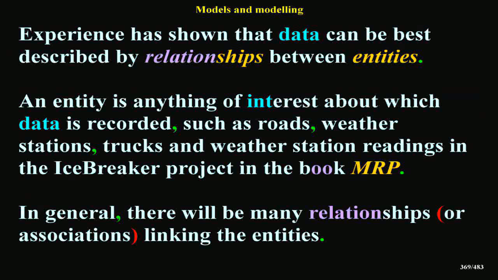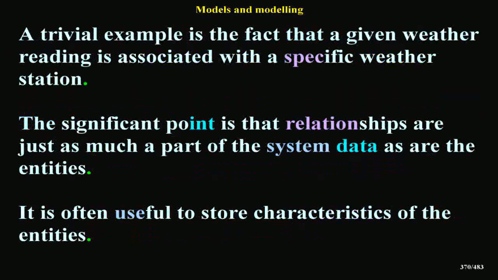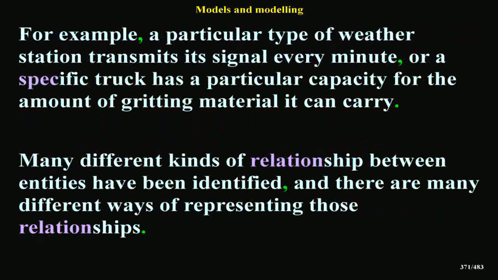In general, there will be many relationships or associations linking the entities. A trivial example is the fact that a given weather reading is associated with a specific weather station. The significant point is that relationships are just as much a part of the system data as are the entities. It is often useful to store characteristics of the entities. For example, a particular type of weather station transmits its signal every minute, or a specific truck has a particular capacity for the amount of gritting material it can carry.